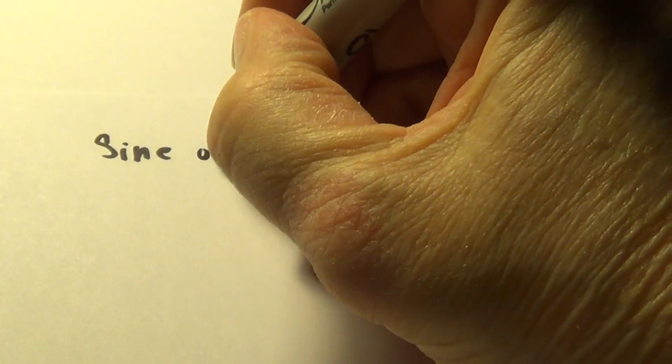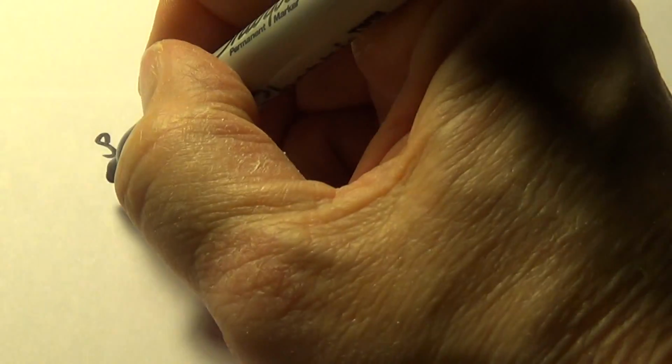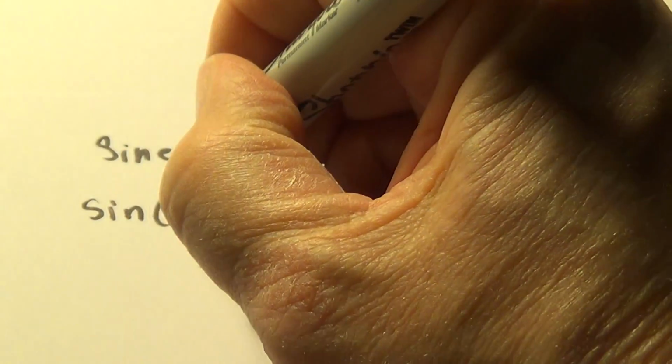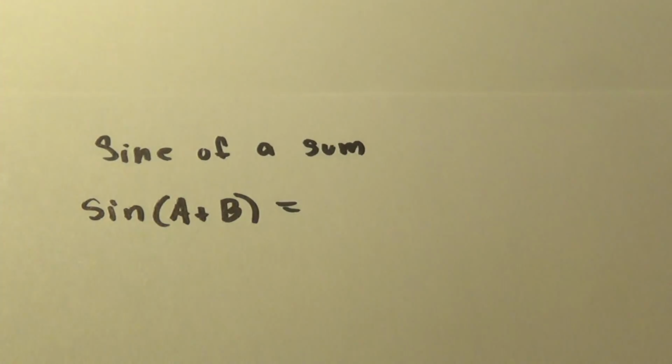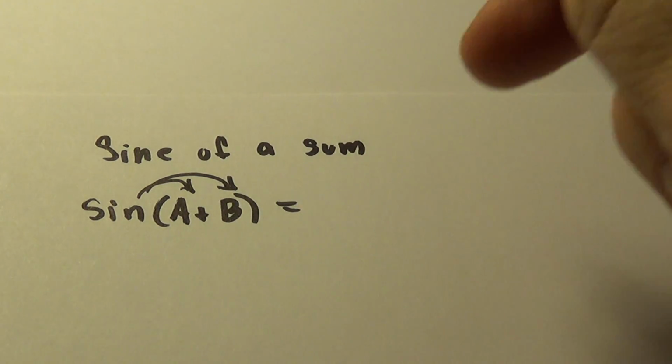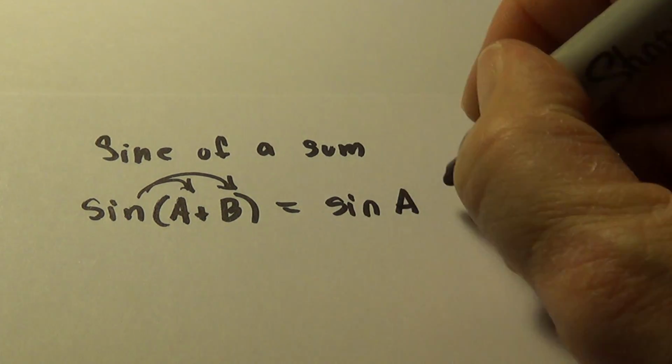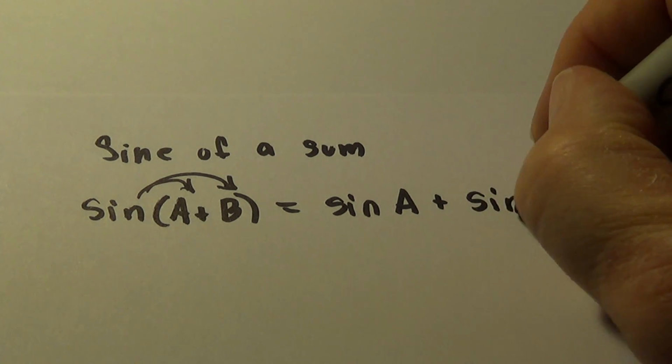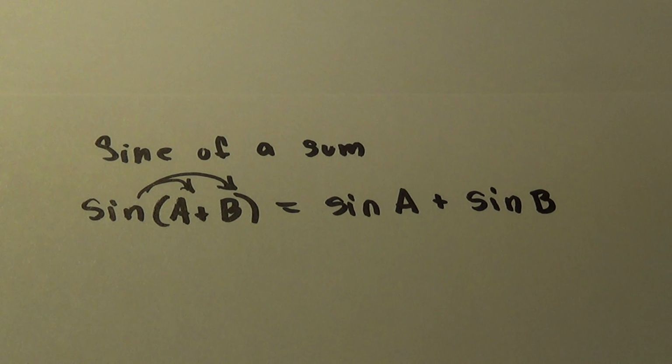All right. I was wondering, and I'm sure you were as well, what is the sine of a sum? So we're going to look at the sine of a sum. In other words, what is the sine of A plus B? Does it distribute like other quantities and expressions in algebra? So will it turn out to be the sine of A plus the sine of B? That should be a burning question in our minds.